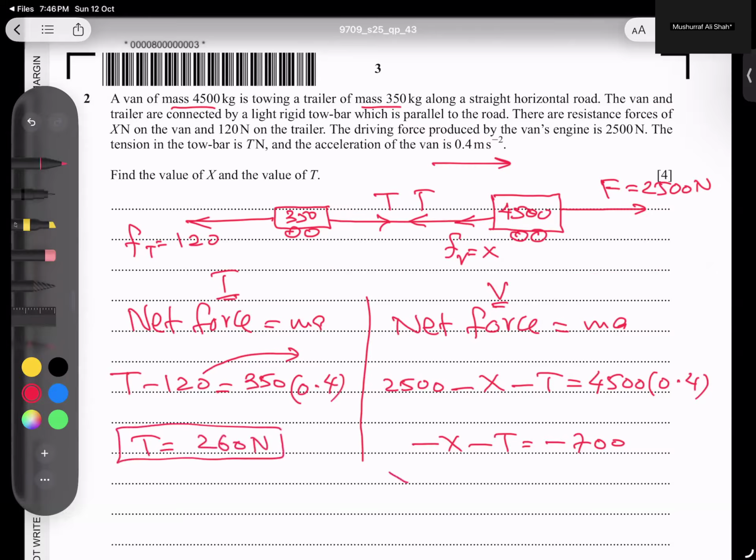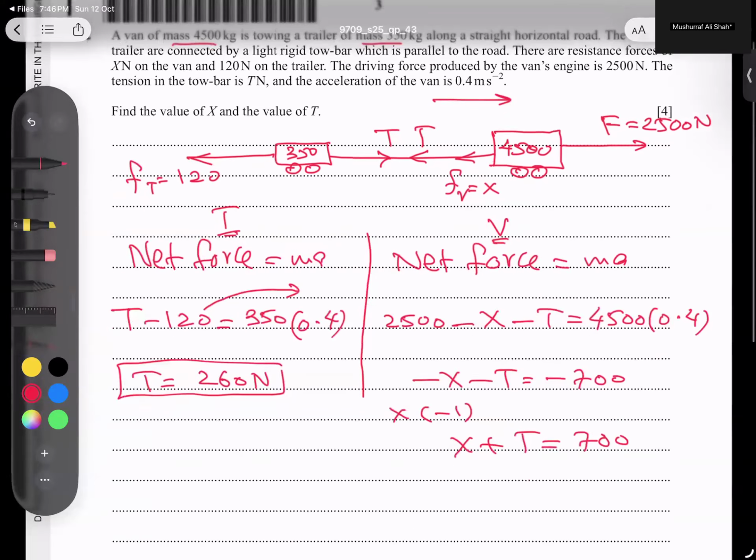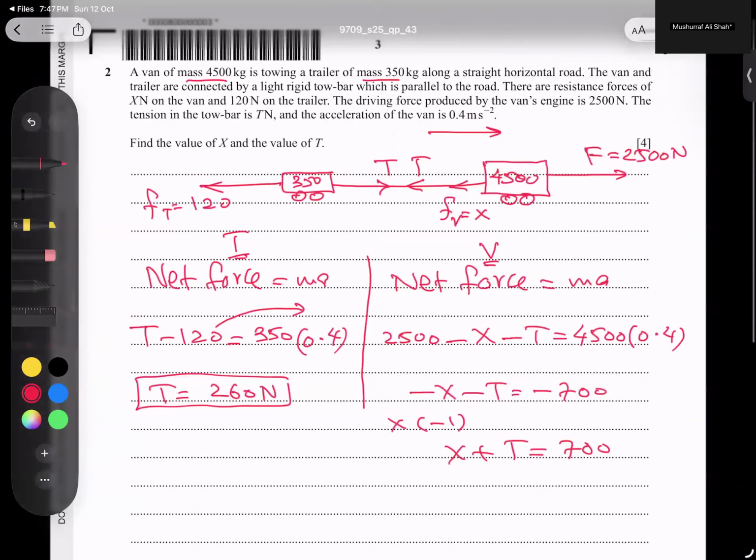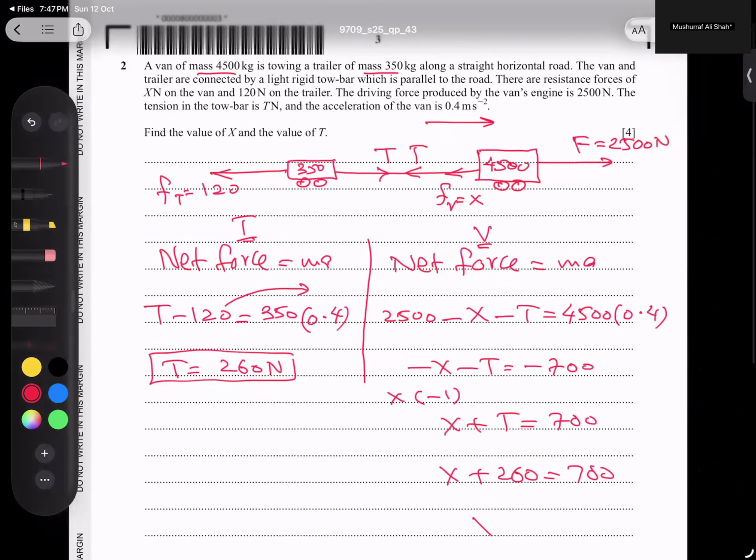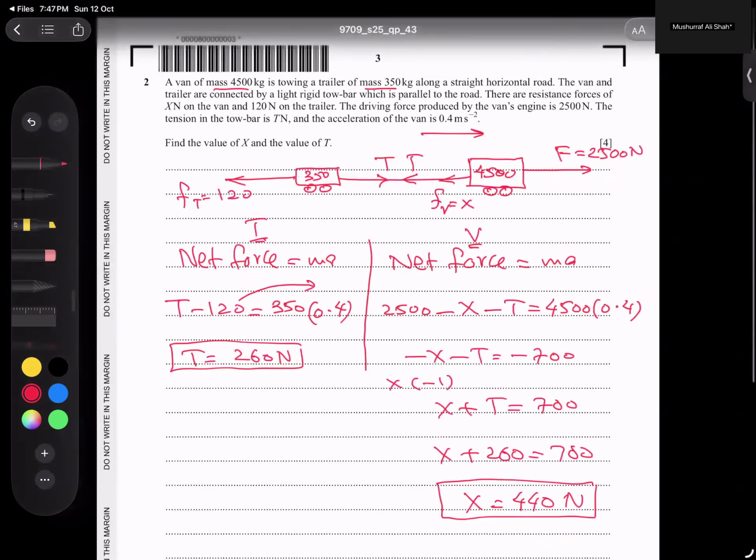So multiply this by minus 1, x becomes positive, t becomes positive, and 700 becomes positive. If I replace the value of t here, I will get x plus 260 equal to 700. And from 700, if I subtract this answer, I'm getting 440. So x is equal to 440 newtons. I hope the concept is very clear and the question is completely over.